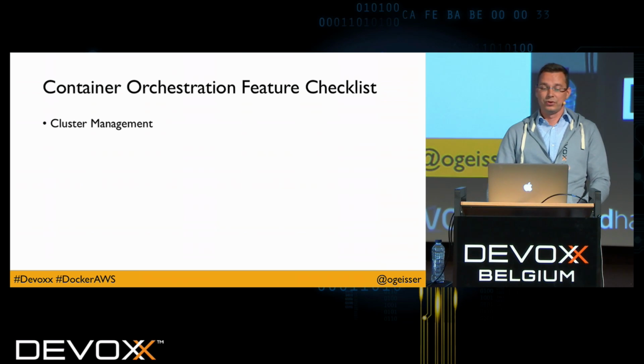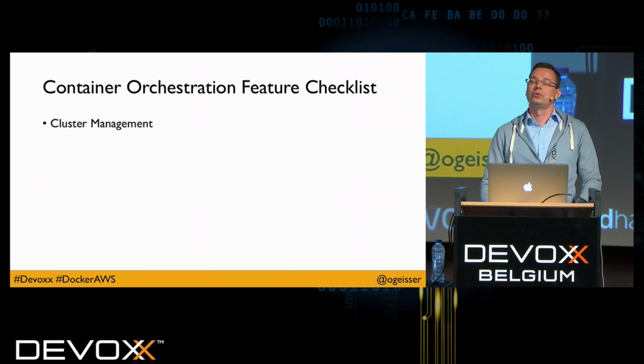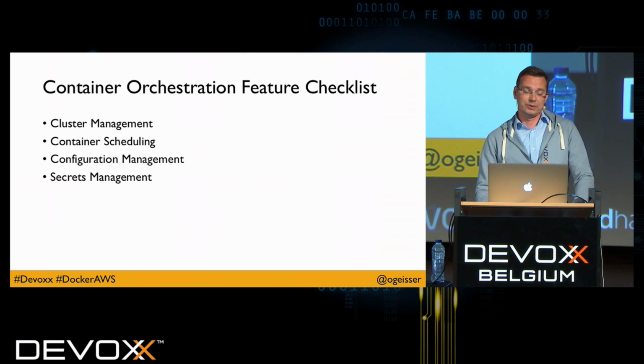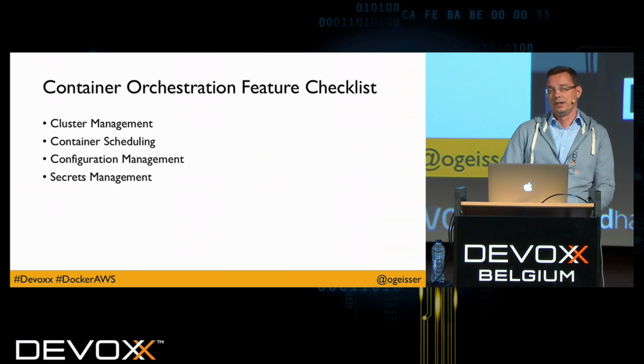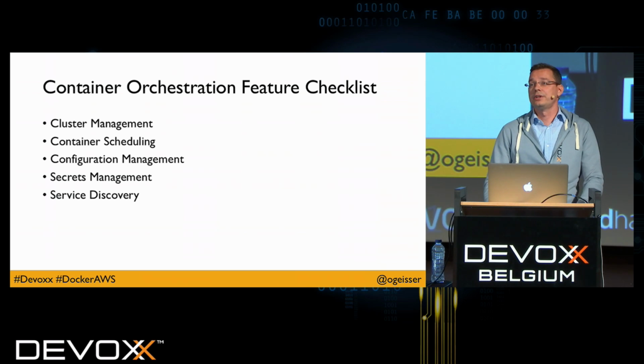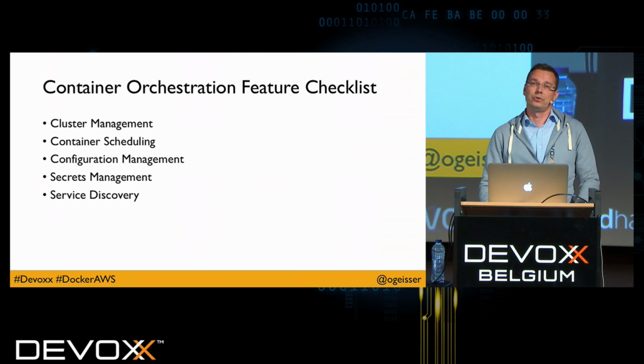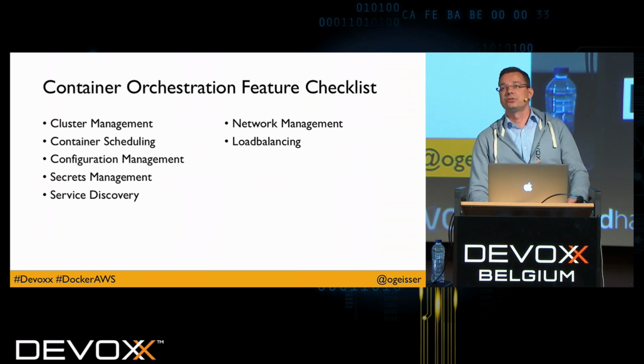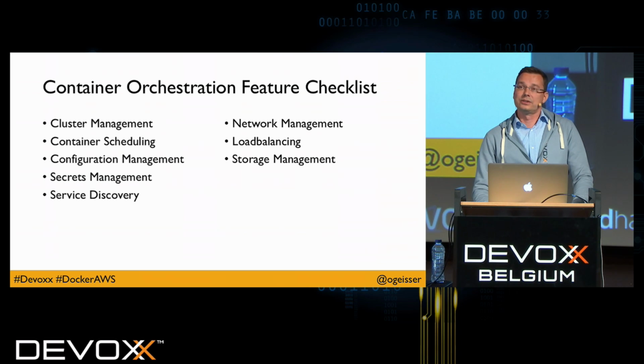Of course, you need to check cluster management. How do you manage the infrastructure below? You need to check how container scheduling is working. Configuration management, like we have seen before. A special case of configuration management is secrets management. Service discovery, how do you find your entities, your services? Network management, how is this configured? Load balancing, is it set up? Is it internal? Is it external? Can you combine this? Storage management, how are volumes handled?